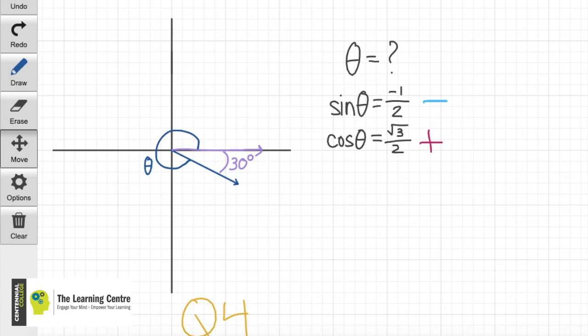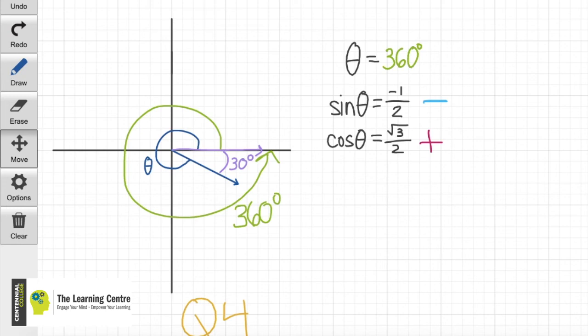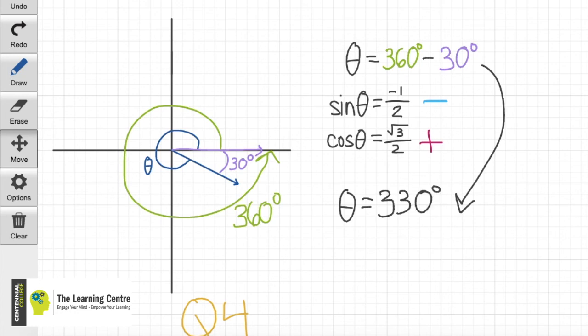So now we have theta. To determine what theta is, we see that we have 360 degrees going all the way around all four quadrants, and so theta is equal to 360 degrees minus 30 degrees, which gives us that theta is 330 degrees.